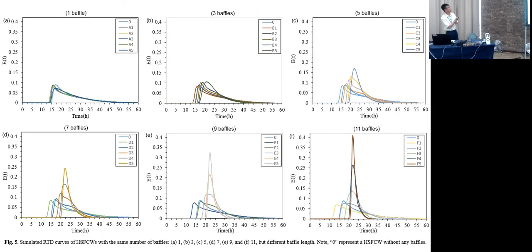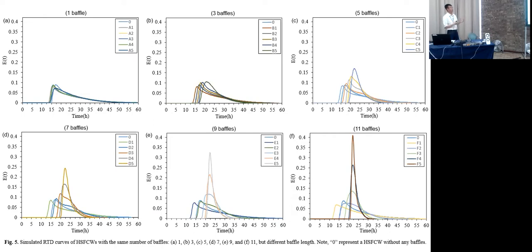And this is also from another angle. They all have the same baffle amount, but different baffle lengths. You can see when the baffle amount is 1, the RTD curves don't change. And there's a slight change in the case of 3 baffles.